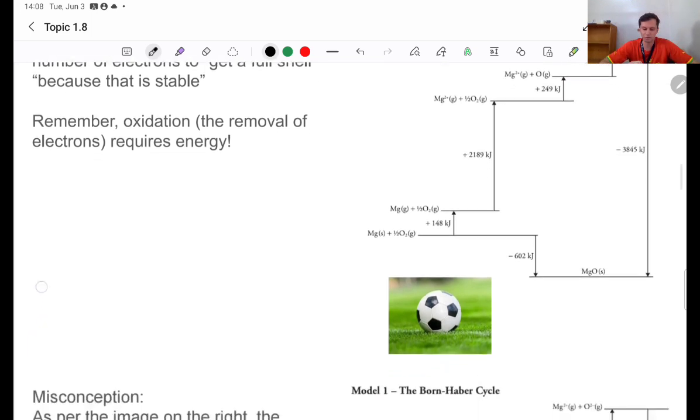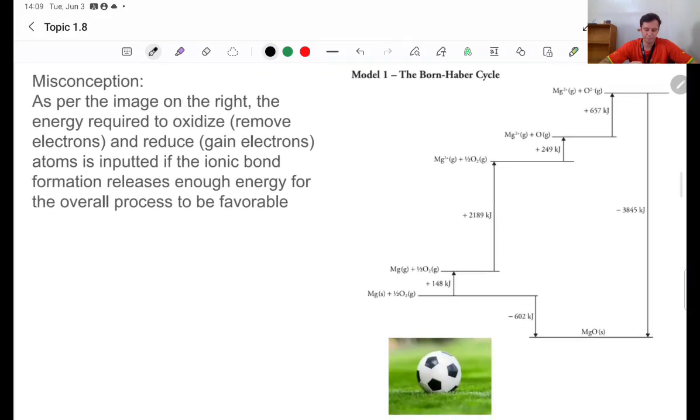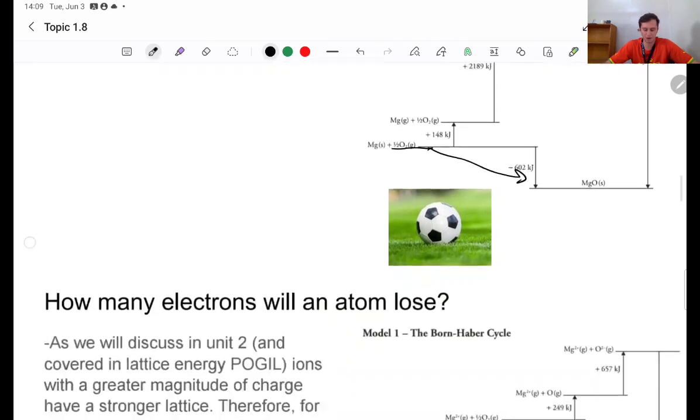Remember, oxidation requires energy. So as per the image on the right, the energy required to oxidize and reduce atoms is inputted if the ionic bond formation releases enough energy to basically make up for it for the overall process to be favorable. Because we can see from where we started to where we finished, the ionic bond still results in a release of energy, even with the input needed for reduction and oxidation of the two respective elements.